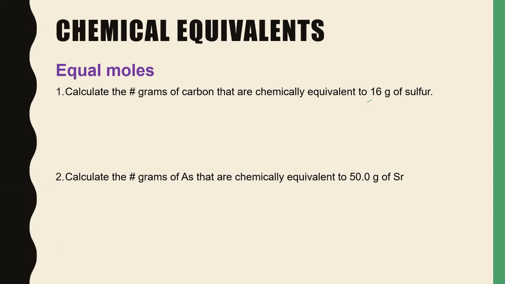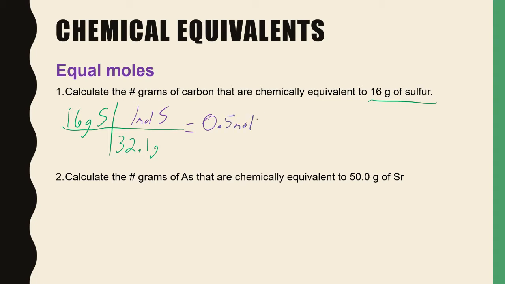So, sulfur, if you have 16 grams of sulfur, you want to convert that to moles. And if you go to the periodic table, sulfur is 32.06, or basically 32.1 grams in 1 mole of sulfur. And then when you divide 16 by 32, you get about 0.5, right? So let's just call it 0.5 because that'll save me time. So 16 grams is half a mole of sulfur.